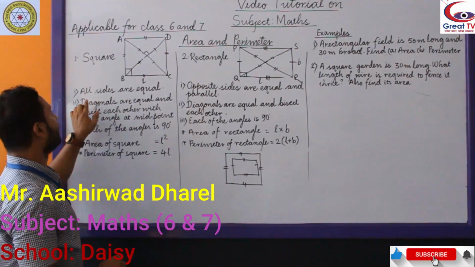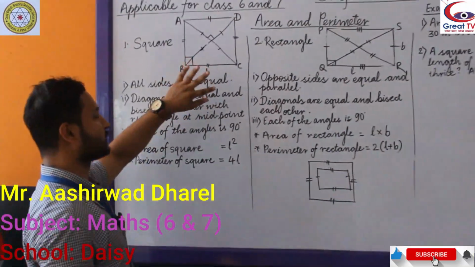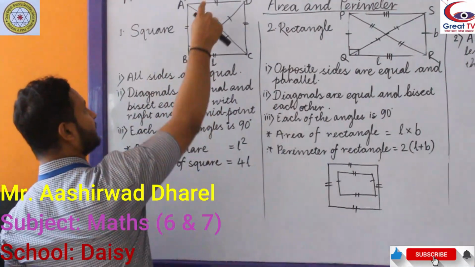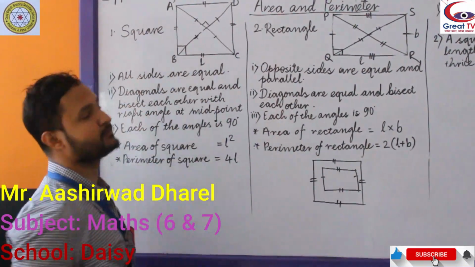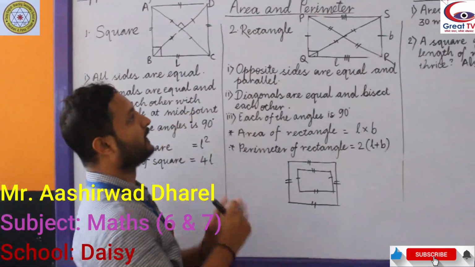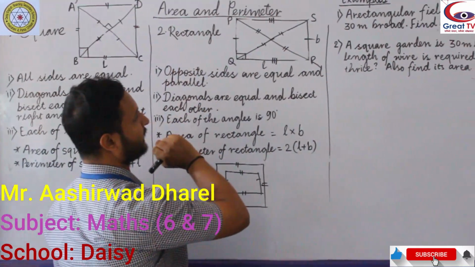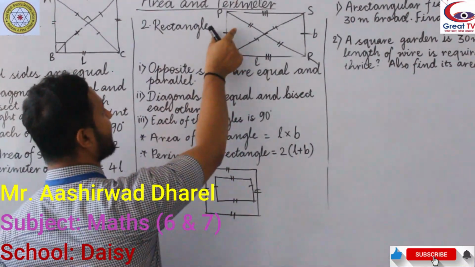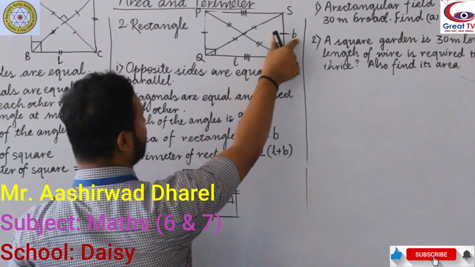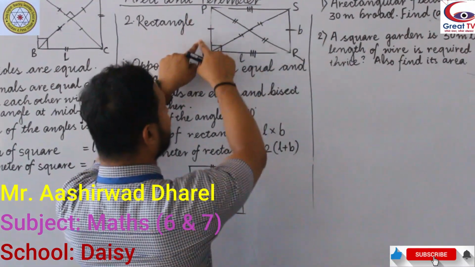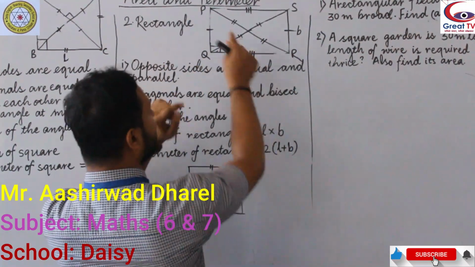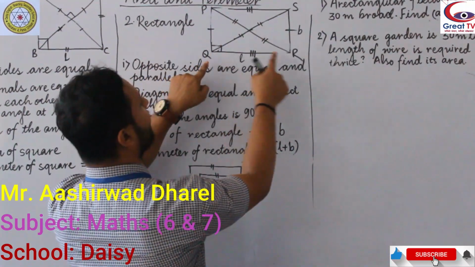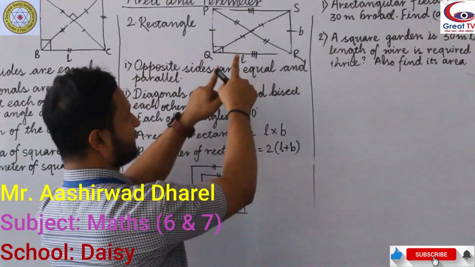So all sides are equal in square. This side, this side, this side, this side, all the sides are equal to each other. But in rectangle, only opposite sides are equal. Yes, this side and this side are equal because they are opposite sides. This PQ and SR, they are opposite sides and equal. Similarly, PS is equal to QR because they are opposite.